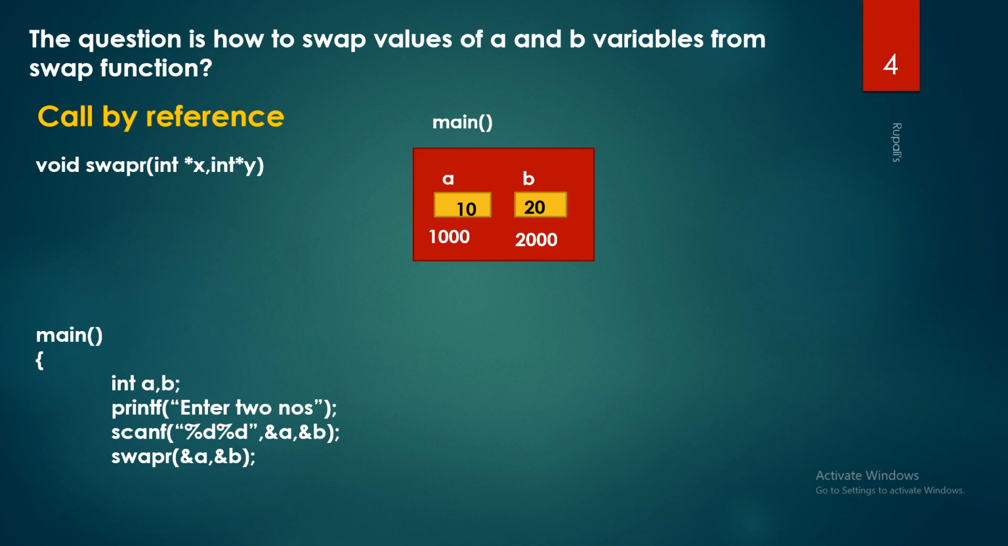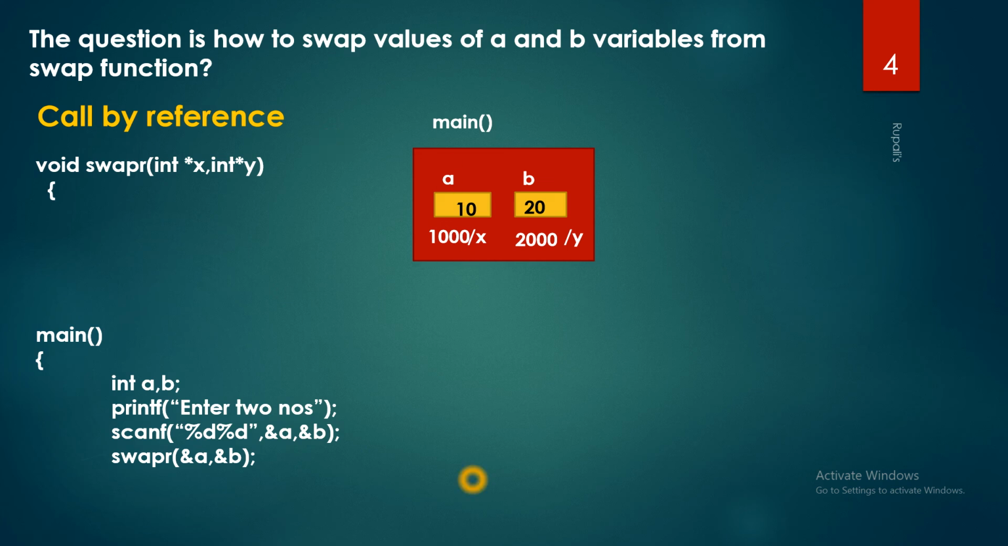What does that mean? X can hold an address of an integer, Y also can hold an address of an integer. See, A is an integer, so 1000 is the address of an integer, 2000 is an address of an integer, so X and Y can hold the addresses 1000 and 2000. So what is the value of X? X is 1000. What is Y? Y is 2000. So I can write this is X and this is Y.